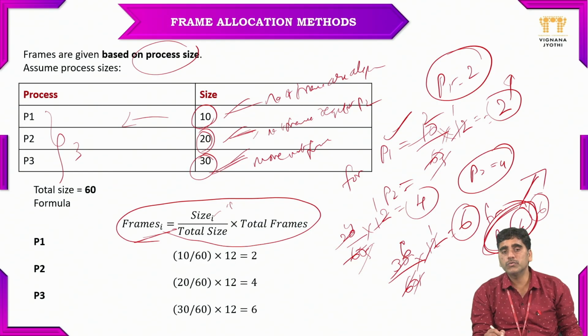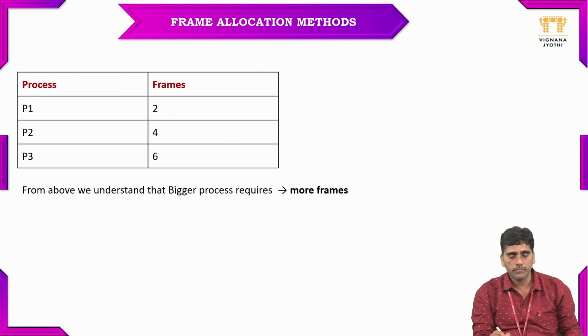And the second one, P2, is 20, which is less than P3 and higher than P1. So it requires 4 frames compared with both P1 and P3. And similarly for P1, the size is 10, and because of that less size than P2 and P3, it requires only fewer frames. So P1 requires 2 allocation frames, P2 requires 4 allocation frames, and P3 requires 6 allocation frames.